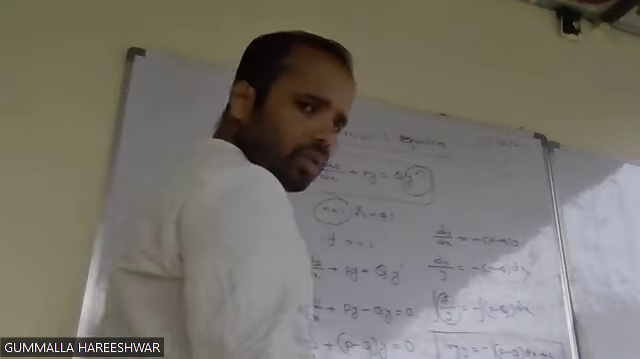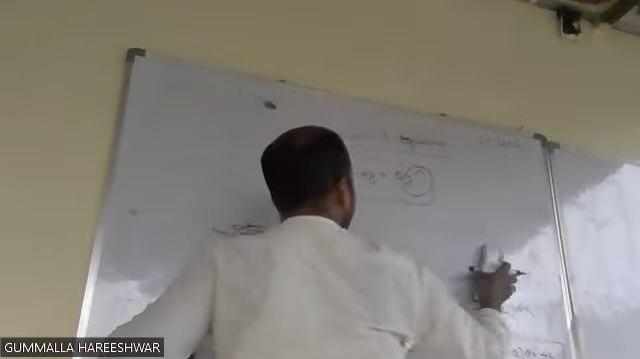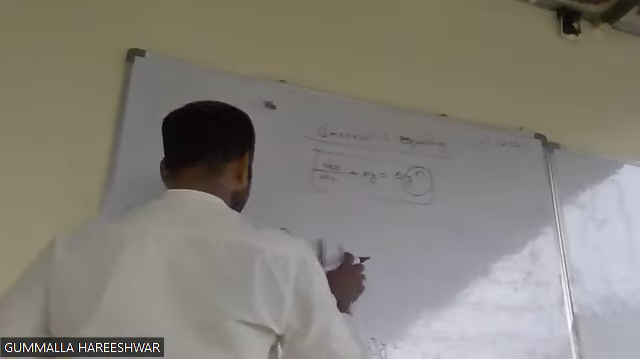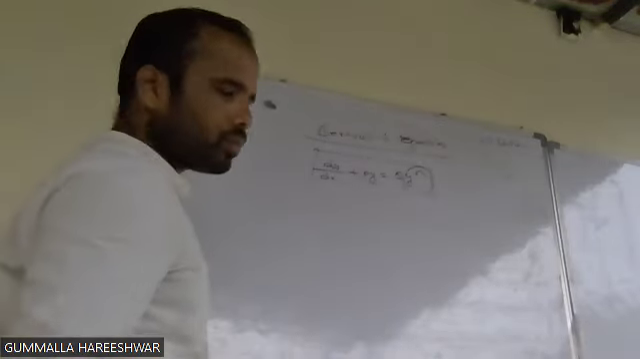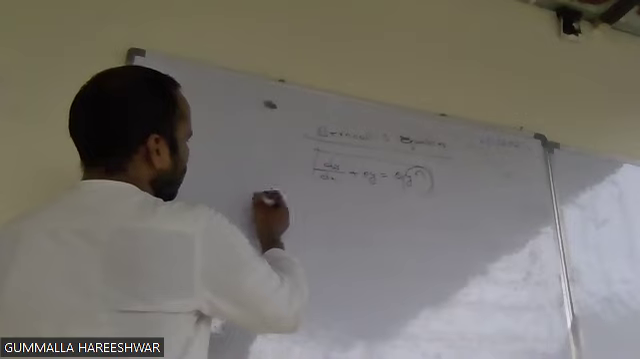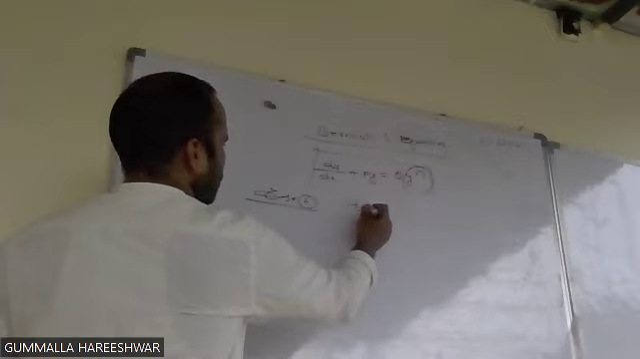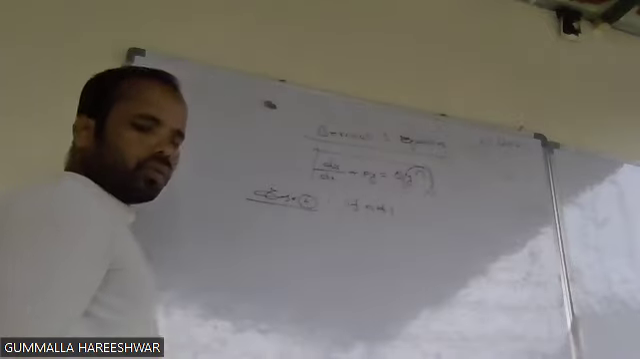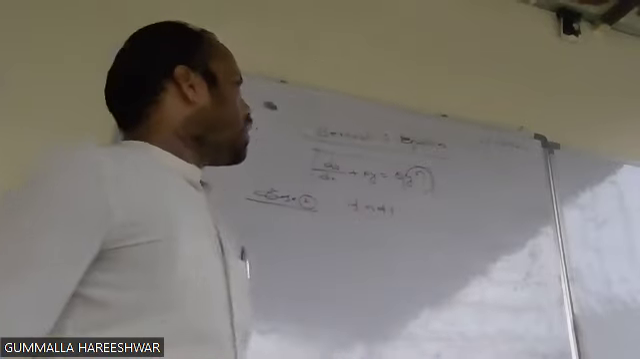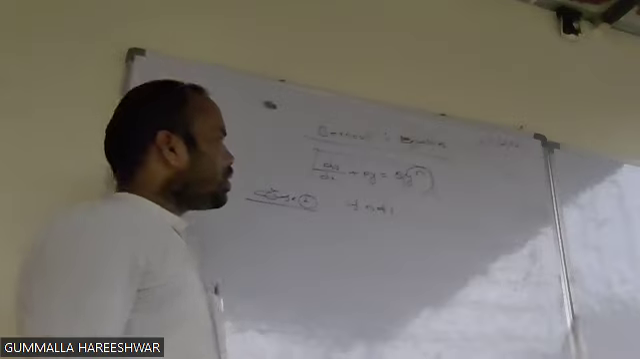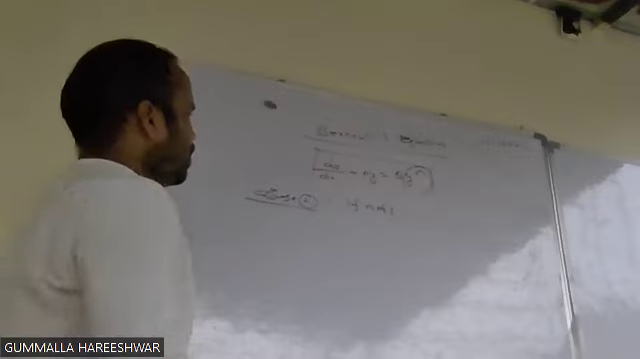Now come to case 2. If n is not equal to 1, it may be a negative real number or a positive real number, except 1. So how to convert the Bernoulli equation into linear form in this case?